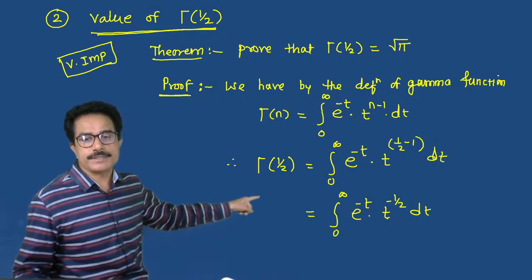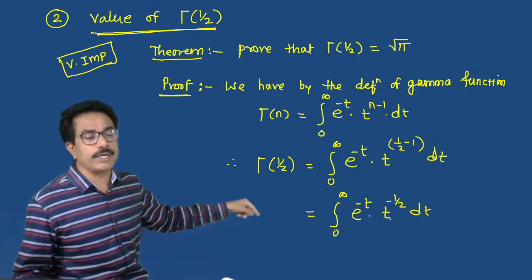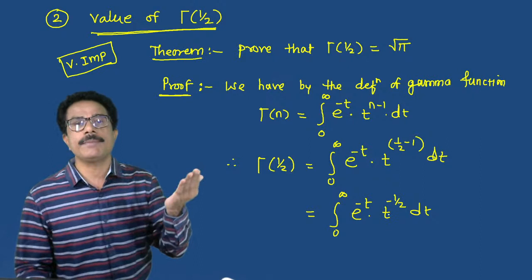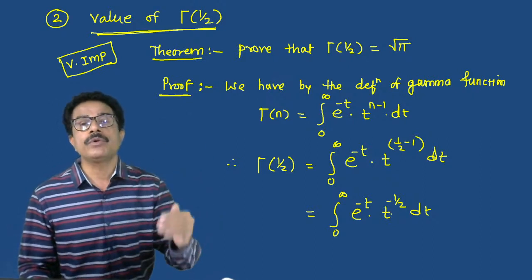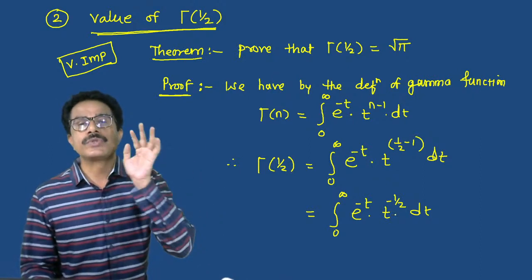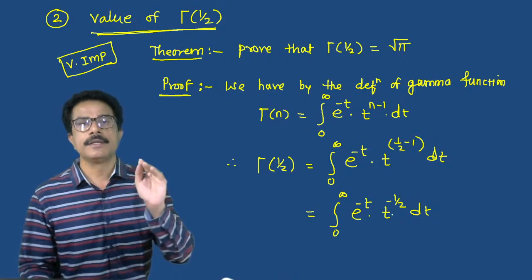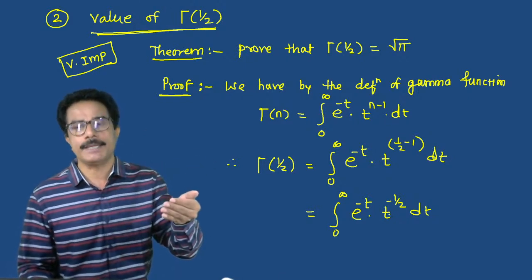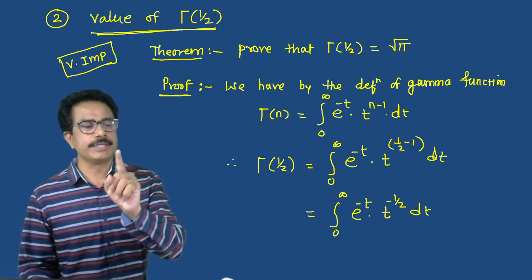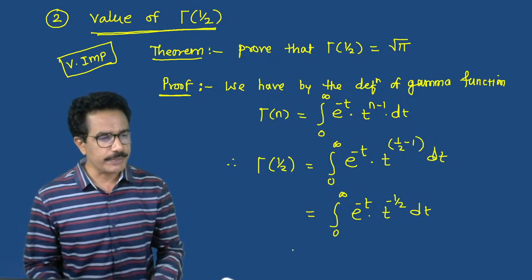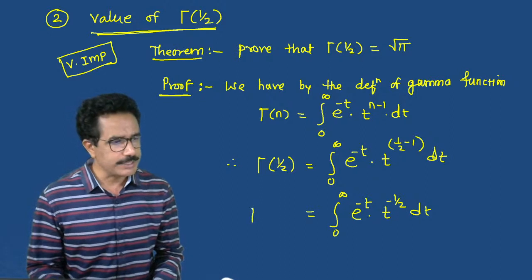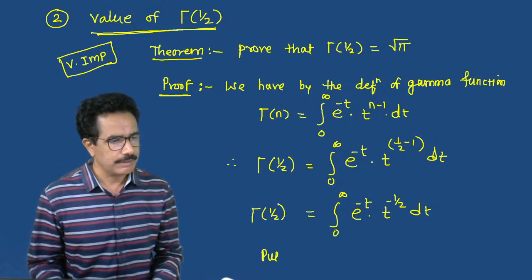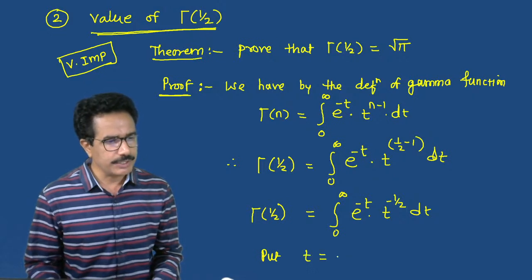Now see this. This is the square root. T raised to 1 by 2 means actually 1 upon root t. To remove this fractional power, we have to put t is equal to x square. So this is the gamma 1 by 2. Put t is equal to x square.